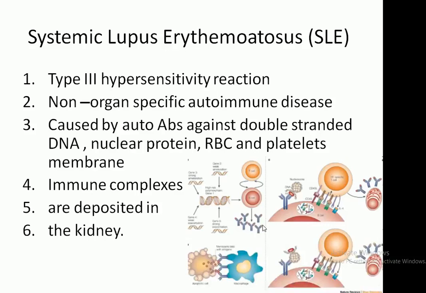Another group is the non-organ specific autoimmune diseases, of which the first and most important is systemic lupus erythematosus, SLE, the abbreviation of systemic, L for lupus and E for erythematosus. It is a type 3 hypersensitivity reaction, non-organ specific, caused by autoantibodies against double-strand DNA. This is very important: not single strand, it is against the double-strand DNA. There are also autoantibodies against nuclear protein, RBCs, platelets, and membrane, and the immune complexes are deposited in the kidney.